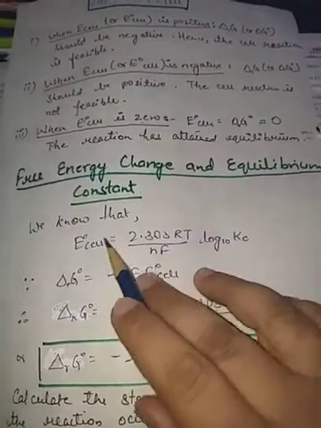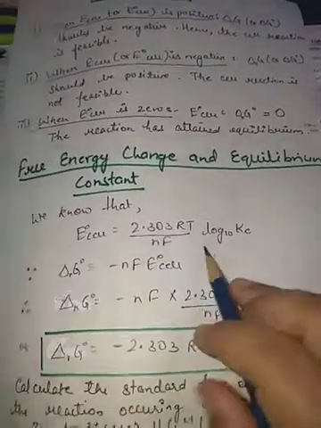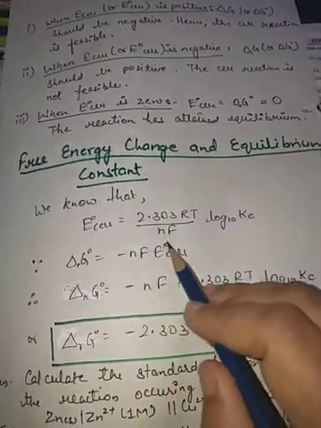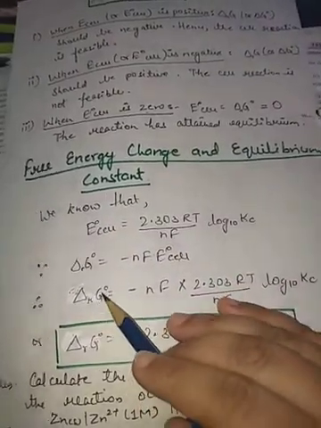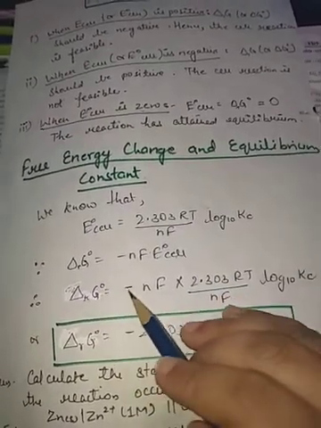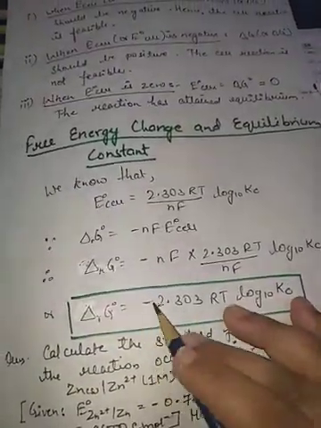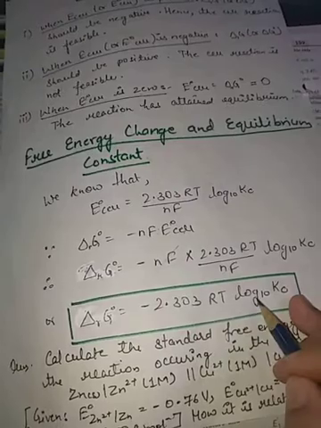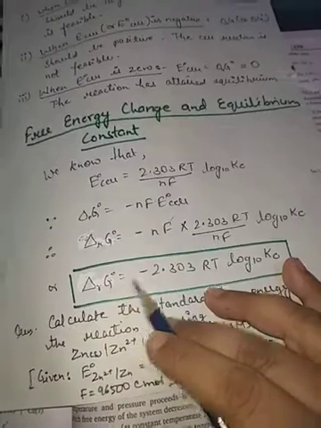Now the relationship between free energy change, delta G, and the equilibrium constant Kc. We know that E naught cell equals 2.303 RT upon NF log base 10 Kc, which we have studied earlier. And delta G naught equals minus NF E naught cell. In this equation we put this value of E naught cell, for the cell reaction. Delta G naught equals minus NF times 2.303 RT upon NF log base 10 Kc. NF cancels, so delta G naught equals minus 2.303 RT log base 10 Kc. This is the relationship between delta G naught and Kc.